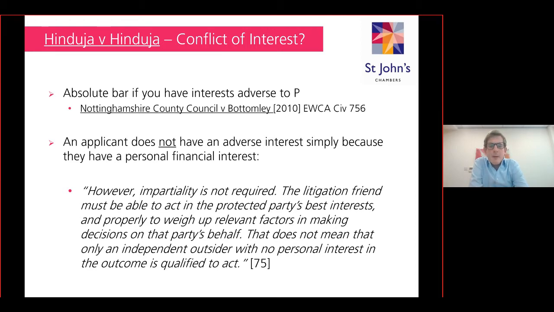But a distinction needs to be drawn between those who have an adverse interest and those who stand to gain under successful litigation that they wish to act on behalf of the party. The court in Hinduja said impartiality is not required. The litigation friend must be able to act in the protected party's best interests and properly weigh out relevant factors in making decisions on that party's behalf. That doesn't mean that only an independent outsider with no personal interest in the outcome is qualified to act. The requirement is that they're able to act fairly and competently. And that is so if the court is satisfied that they have the necessary skill, ability and experience.